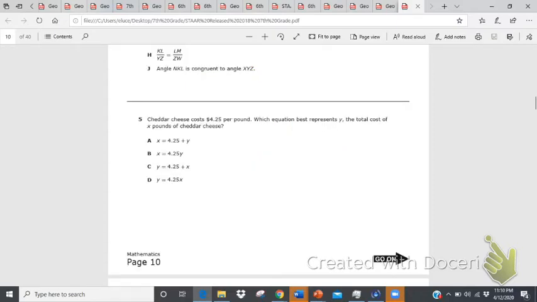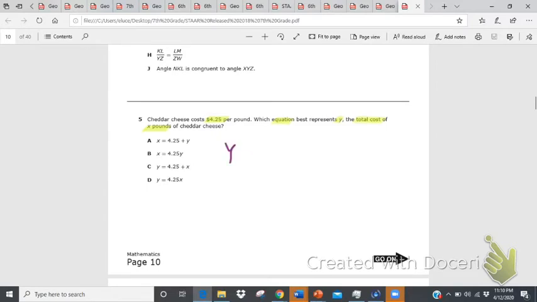All right, ladies and gentlemen, number 5. They are telling us that cheddar cheese costs $4.25 per pound. Which equation best represents Y, which is the total cost of X pounds of cheddar cheese? Here, ladies and gentlemen, think about it. It's like a rate. Your rate here is $4.25.